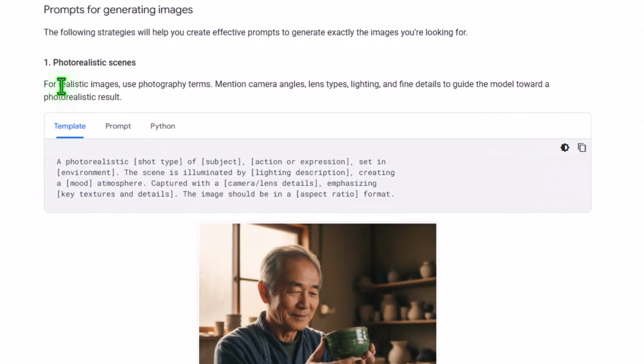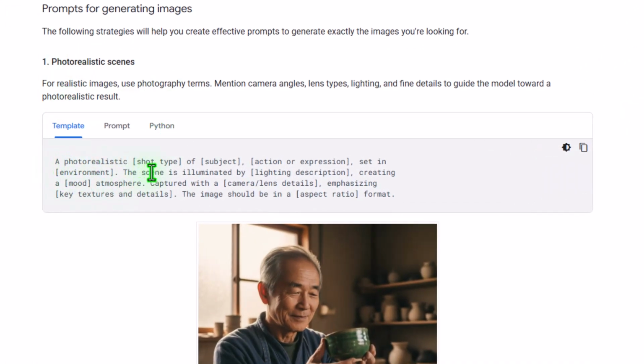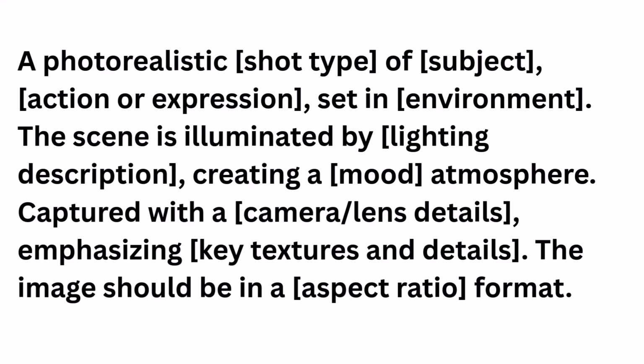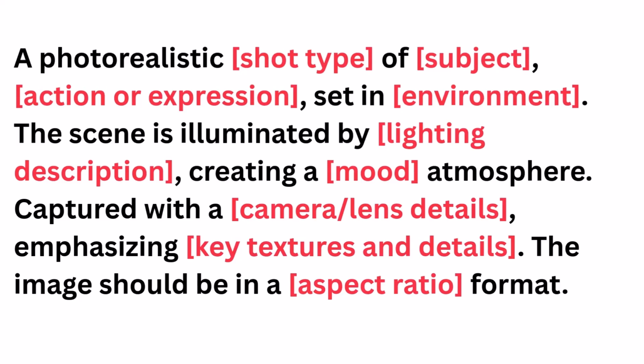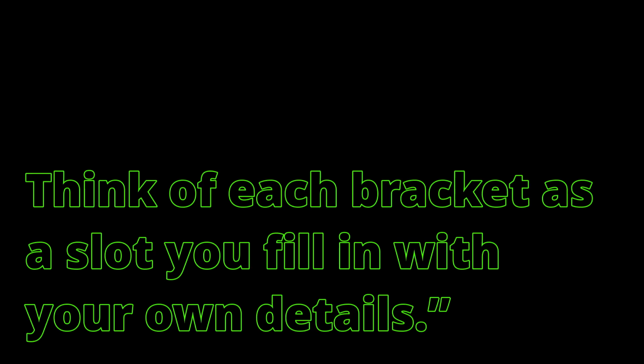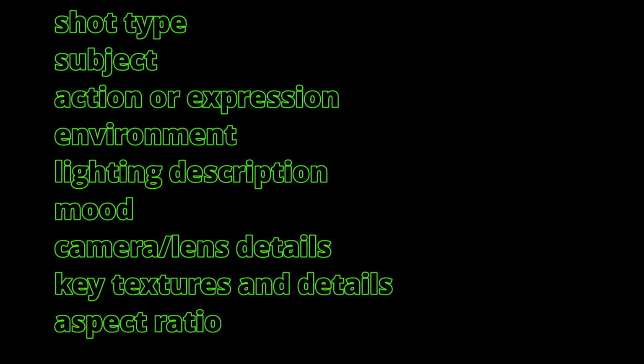Explain the template. Google's guideline gives us a simple but powerful recipe. A photorealistic shot type of subject, action or expression, set in environment. The scene is illuminated by lighting description, creating the mood, atmosphere, captured with a camera lens details, emphasizing key textures and details. The image should be in a aspect ratio format. Think of each bracket as a slot you fill in with your own details.